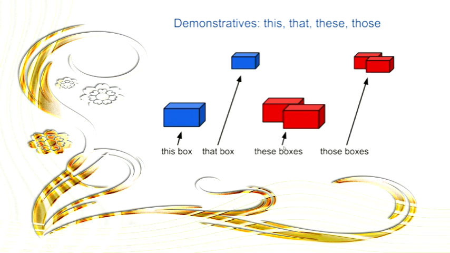Similarly, these boxes, when we have more than one, a plural number, then to point at them, if they are closer to the speaker, nearer to the speaker, the word these is used. Alright? So we will say these boxes are red. These boxes are beautiful.